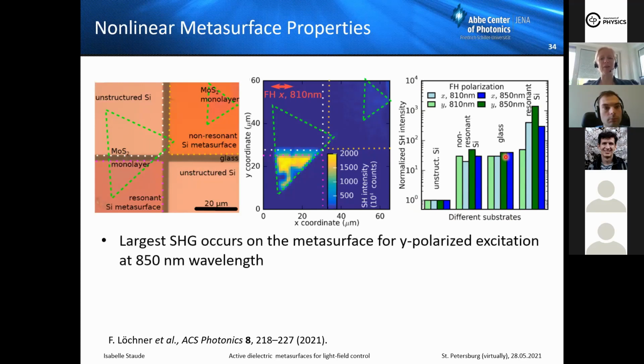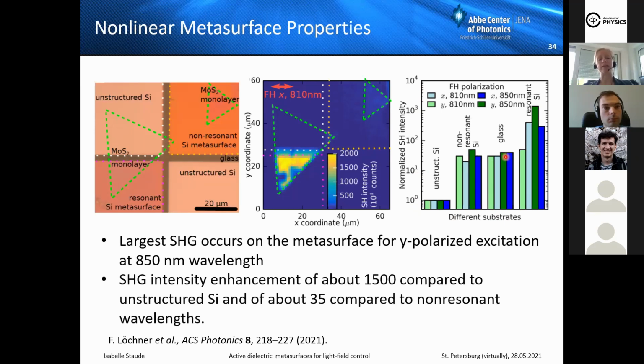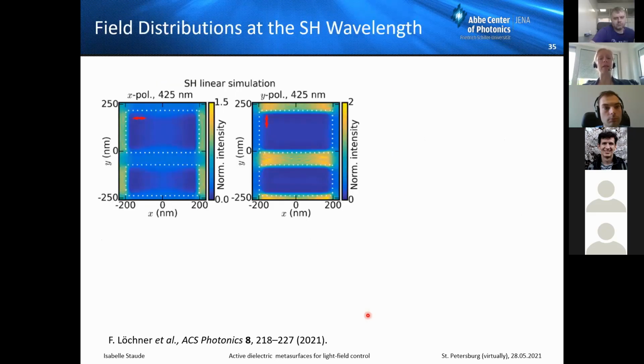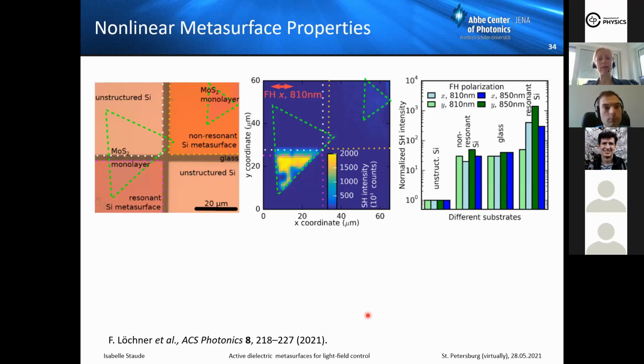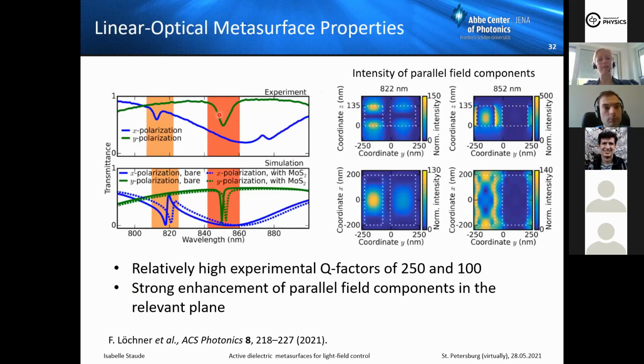All right, so the largest second harmonic occurs for the metasurface for Y-polarized excitation at 850 nanometer wavelengths, and the second harmonic intensity enhancement of about 1,500 compared to unstructured silicon, but I said this is not so meaningful, and of about 35 compared to non-resonant wavelengths. So now let's understand a bit. If I go back to these resonances here, we saw that this resonance at 810 nanometer actually had the higher Q factor than the one at 850 nanometer. So we were asking ourselves, why do we see the larger enhancement for this second resonance here?